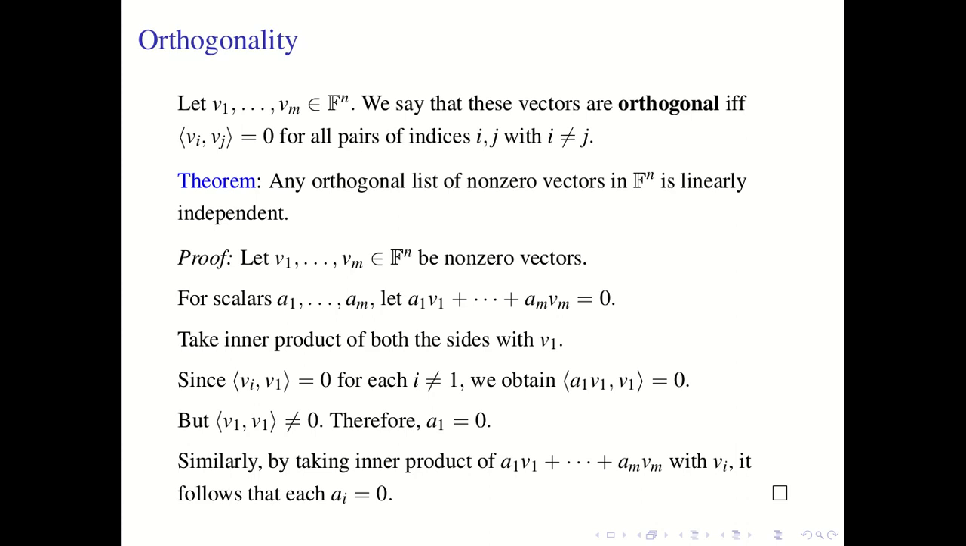Now in the same manner you take the inner product with each of these vi's. That will give us the conclusion that ai is 0 for each i. So this proves that a1 v1 plus etc. am vm is 0 implies a1 equal to a2 equal to etc. am equal to 0. That proves that v1 up to vm are linearly independent. So this concludes this lecture on linear dependence and independence.